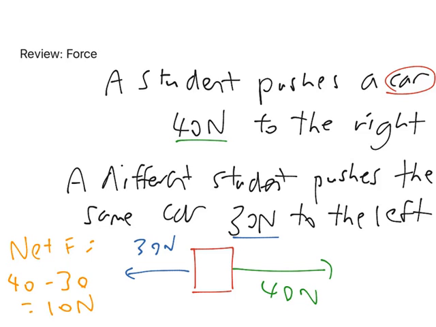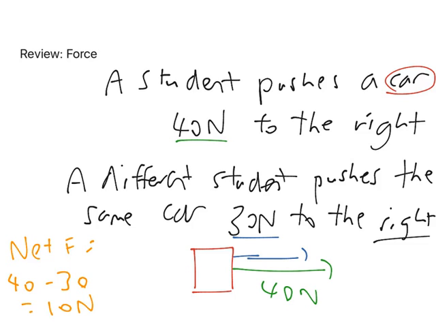What if they are pushing in the same direction? If the first student is pushing to the right, and the second student is also pushing to the right, that's what I'm changing this time. Then we have two forces, both of them in the same direction. Notice that the 30 newtons is shorter than the 40 newtons. Because they're in the same direction, we're not subtracting. Instead, we're adding. So the net force will be 70 newtons.